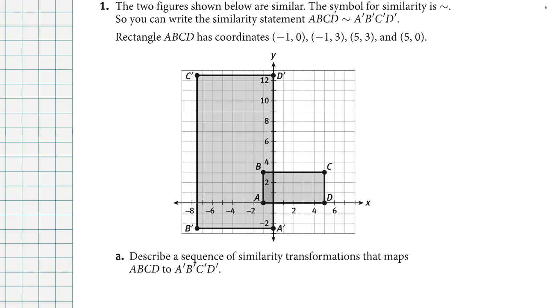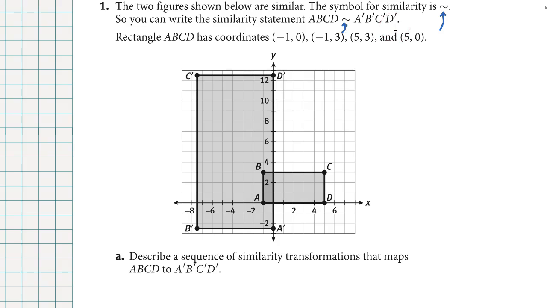First, let's look at the symbol that's used for similarity in geometry class. It is this single squiggle line. So when you see this, it says that one figure is similar to another figure. For example, quadrilateral ABCD is similar to quadrilateral A prime, B prime, C prime, D prime. It's telling us that these two figures have the same shape, but that they're probably not the same size.